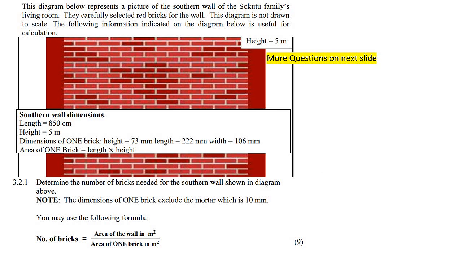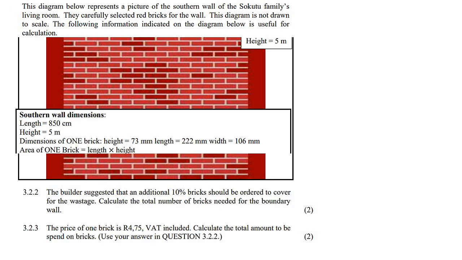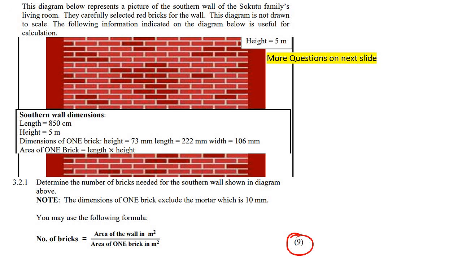Okay, so this diagram below represents a picture of the southern wall of the Sokutu family's living room. Oh, by the way, this question does carry on onto the next slide, so there we've got more questions. Ooh, we got a nice 9 marker coming. Nice. Okay, this diagram below represents a picture of the southern wall of the Sokutu family's living room. Okay, so this is the wall in their house. Okay. And they carefully selected red bricks for the wall. Nice. This diagram is not drawn to scale. The following information indicated on the diagram below is useful for calculation.